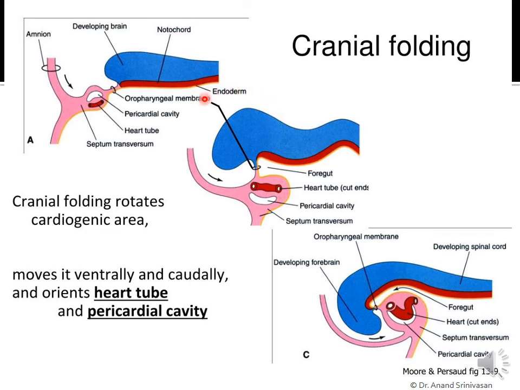So during the cephalocaudal folding, now the brain is brought up. The oropharyngeal membrane is brought below the brain. This is the developing foregut, and the heart finally comes to rest near the thorax. So this is the oropharyngeal membrane, the future mouth, the heart tube, the pericardial cavity, and the septum transversum. Right?